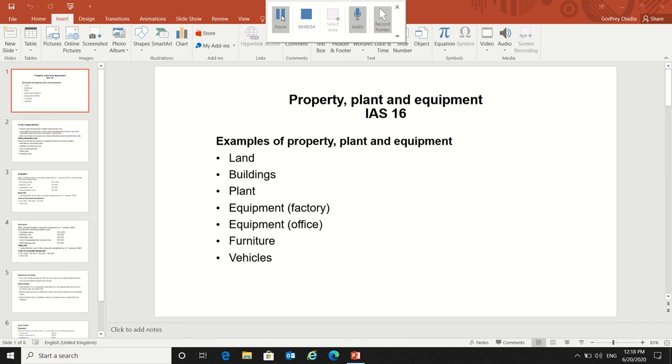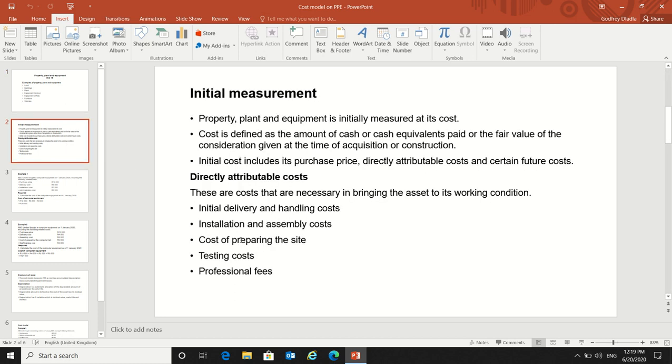Remember, a long time ago, they used to be called long-term assets. Remember, now we call them non-current assets. So these are the examples of what we will be dealing with in terms of this statement.